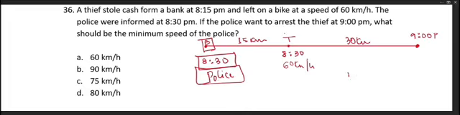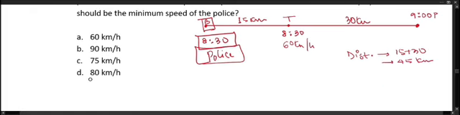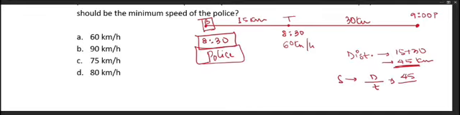Total distance traveled by the police will be 15 plus 30, that is 45 kilometers. And we need to find the speed. For speed, we know there is a formula, distance upon time, and the total distance traveled by the police is 45 kilometers, and the total time is half an hour.